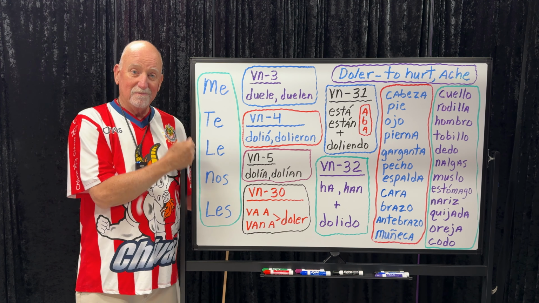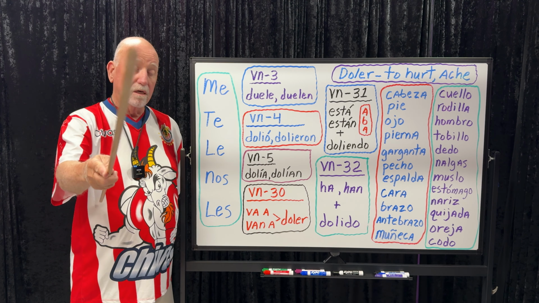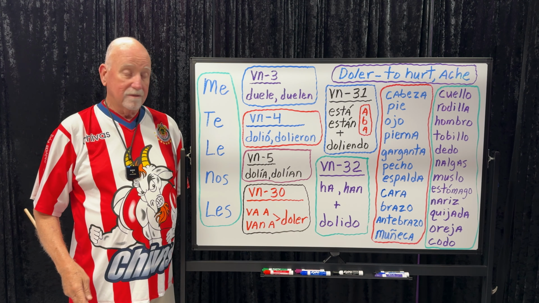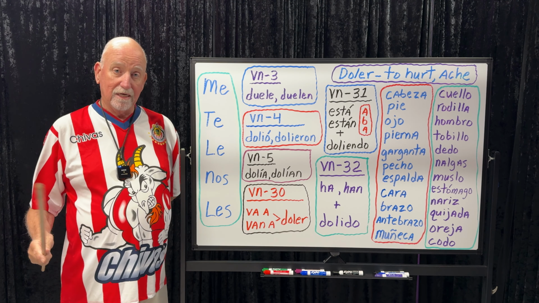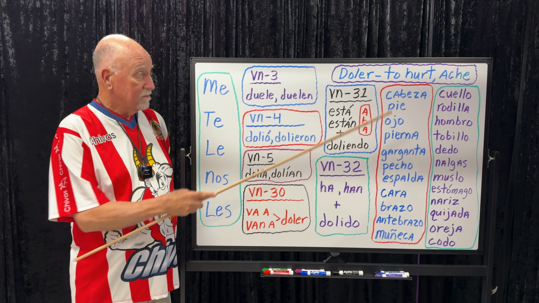El brazo, arm. That could go plural. Los brazos. Antebrazo is a forearm. That could go plural. Los antebrazos. La muñeca is a wrist. That's also a babe, a good-looking girl, or a doll. La muñeca, wrist. That could go plural. Las muñecas. So that's one cluster. Let's go ride 'em cowboy. Let's go bust a cluster.